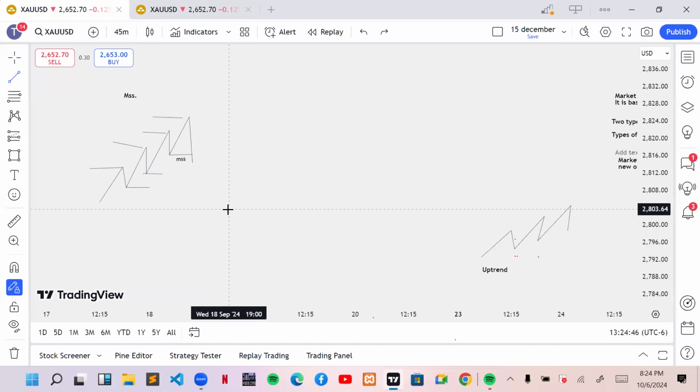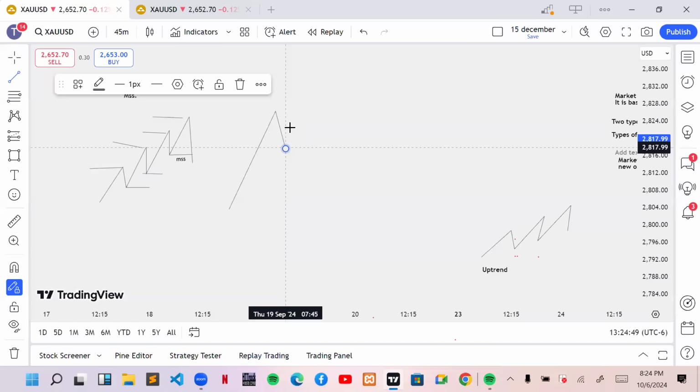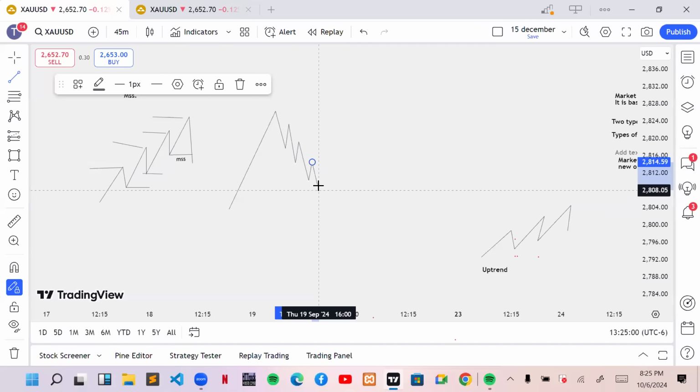So let's assume this was a downtrend: lower highs, lower lows, lower highs, lower lows. Then the market does something like this: lower highs, lower lows. Then it does something like this: a higher high.